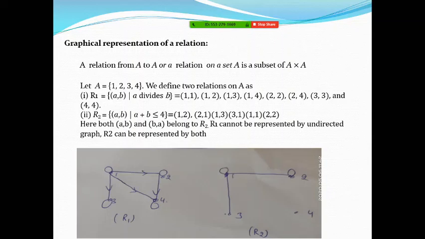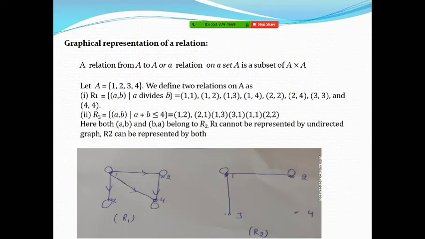The first relation R1 contains a pair (a, b) if a divides b. So if the first one divides the second one. So 1 is dividing every member: (1,1) is there, (1,2) is there, (1,3) is there, (1,4) is there. Every member is dividing itself, so (2,2) is there, (3,3) is there, (4,4) is there. There is one more relation, that 2 is dividing 4. So it is a positive integer division.